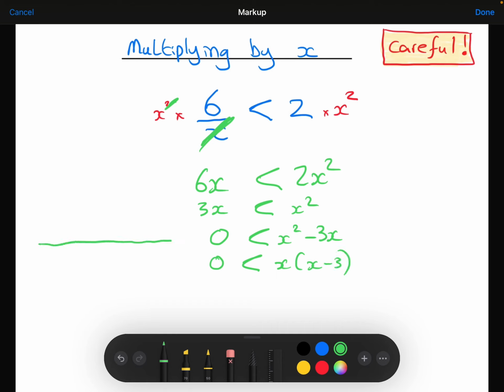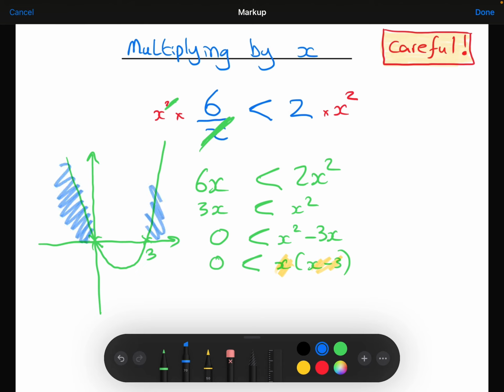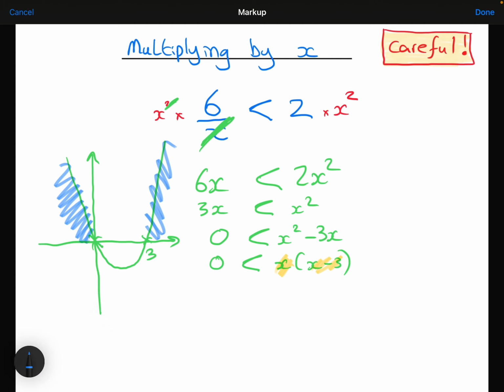Draw a sketch for a quadratic inequality. I've got a root of 0 from here, and I've got a root of 3 from here. So my quadratic inequality will look like this, and we're looking for where this is greater than 0, which is here and here. So it is where x is less than 0 or greater than 3.